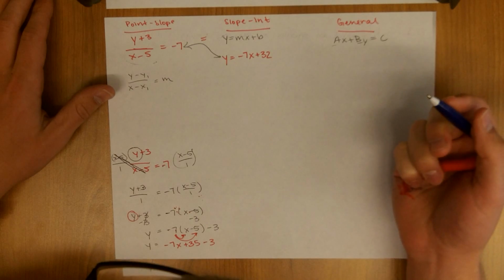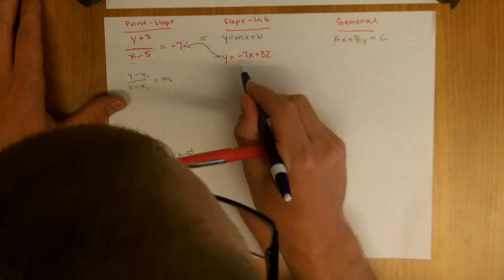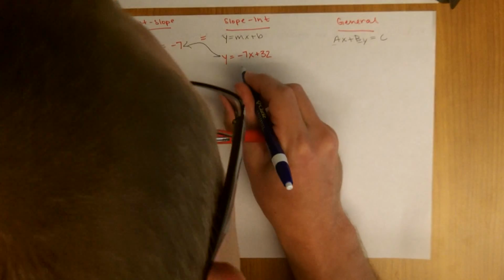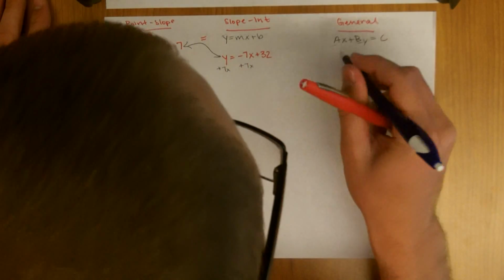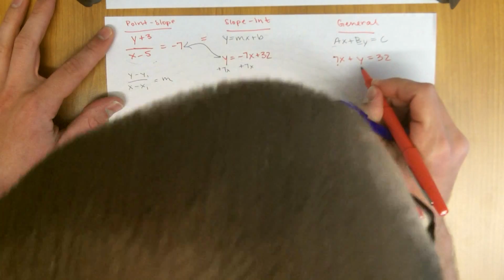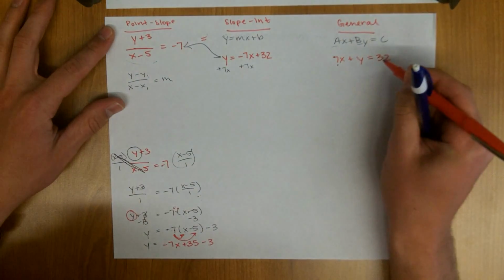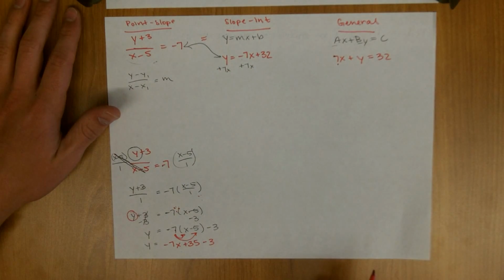So let's move all the variables to one side and leave the numbers on the other side. Looking at this right here, I'm going to move my negative 7x to the other side by adding 7x. So I will have 7x plus y, there's a hidden 1 in front of that y, equals 32. Notice we have our coefficient 7 for the x, our coefficient 1 for the y, and the 32 is the C value. So we took one and we converted between all three.